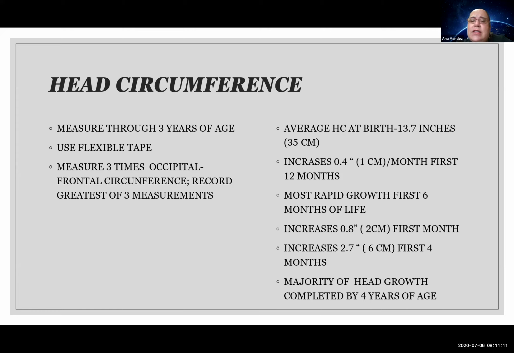It increases around 1 centimeter per month in the first 12 months of life. And the most rapid growth happens in the first 6 months of life. It increases 2 centimeters in the first month, 6 centimeters in the first 4 months. And the majority of head growth is completed by 4 years of age.